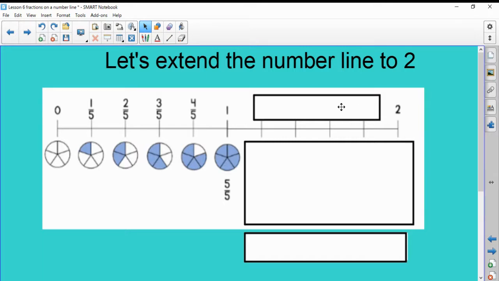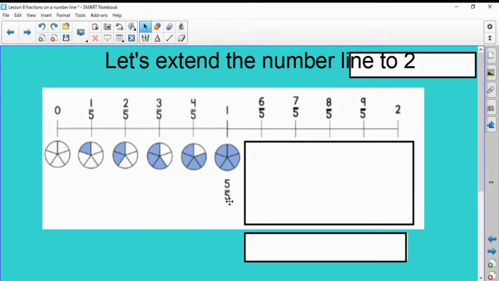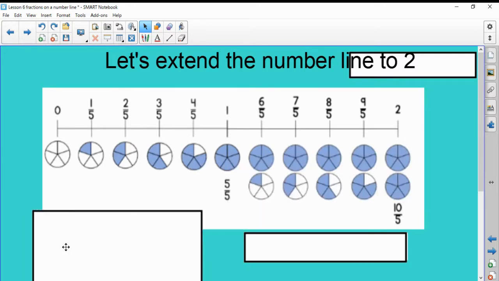What will the fractions on top be? Well, 1 whole one is the same as 5/5, so we say 6/5, 7/5, 8/5, 9/5. 2 is the 2 whole ones. Now let's look at the pictures. What would it show underneath? Yes, a whole shape is shaded and 1/5.